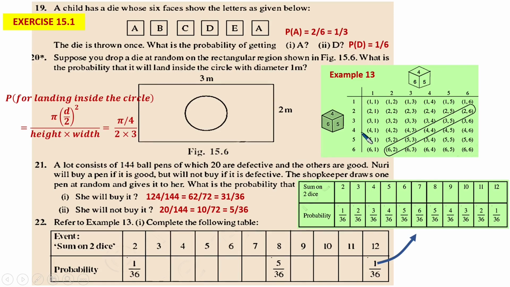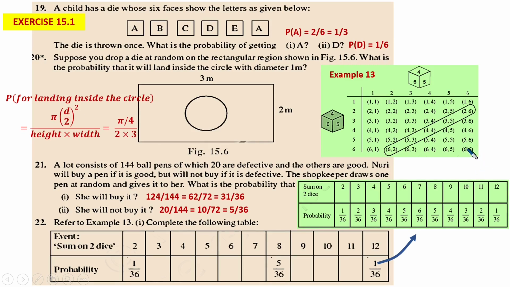That is the sum. 3 will be, here is 1 comma 2 and then 2 comma 1. So there are two outcomes out of 36. So the probability for sum 3 is 2 by 36. These are again cut and pasted from your solution book. So please go through this and check whether you understand this.